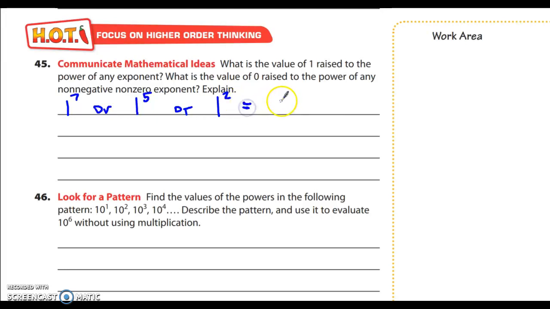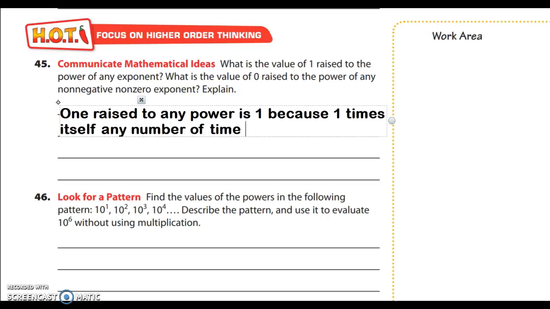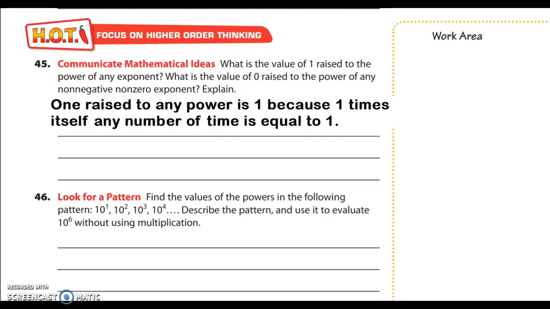What's 1 raised to the power of any number? It's 1. I'm going to write that in a sentence. 1 raised to any power is 1 because 1 times itself any number of times is equal to 1. Now that's the first half of the question. We answered the first one. Let me highlight what we've answered so far. The value of 1 raised to the power of any exponent is 1.